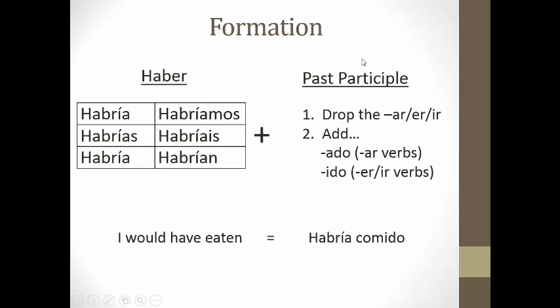Okay, if a verb is irregular in one of these tenses, it's going to occur in the past participle. So that means you can't drop the AR, ER, IR, and then add ADO or IDO as your ending. Okay, so you've got some different endings going on.